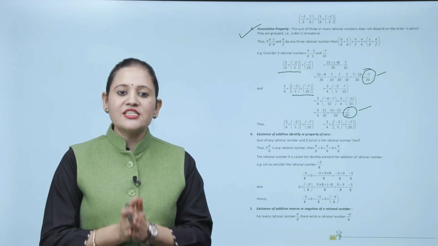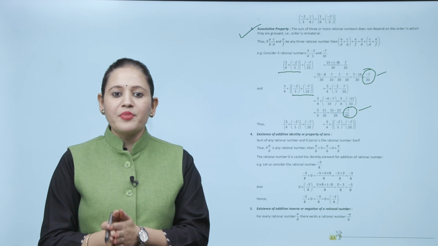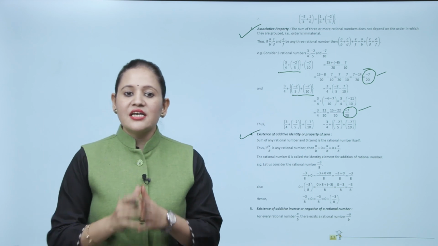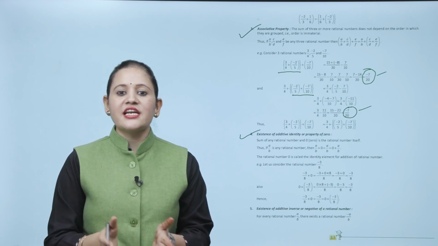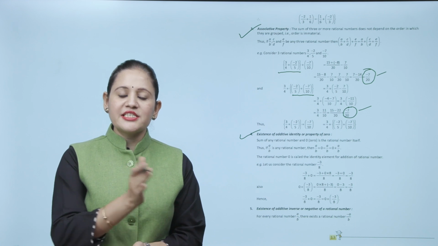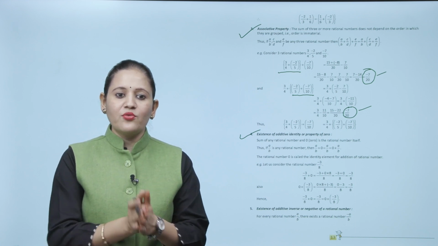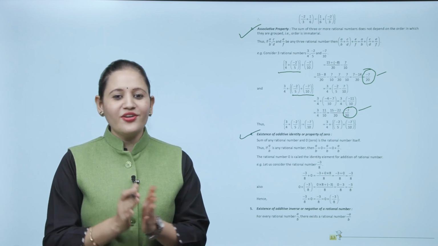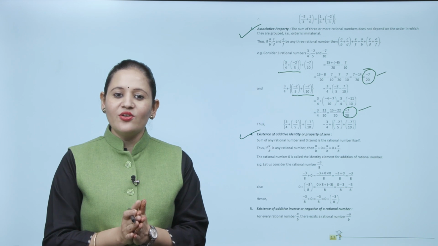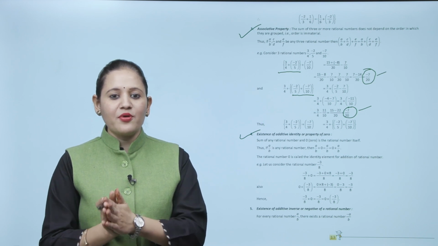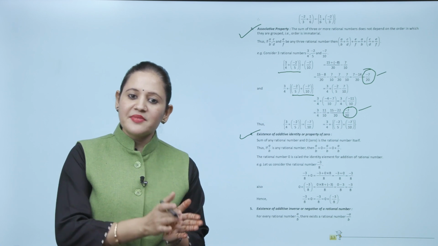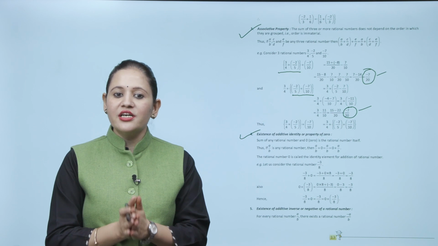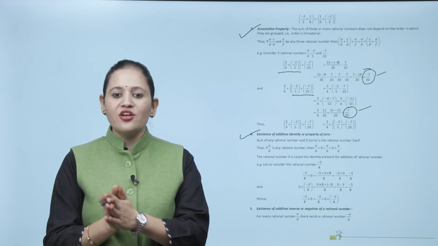Next is existence of additive identity, or property of 0. Sum of any rational number and 0 is the rational number itself. किसी भी rational number में 0 ऐड करेंगे, we'll get that rational number only. Thus, if a upon b is any rational number, then a upon b plus 0 equals a upon b, equals 0 plus a upon b. Means किसी भी rational में 0 ऐड करेंगे तो हमें वही rational number मिलेगा. The rational number 0 is called the identity element for addition of rational numbers.